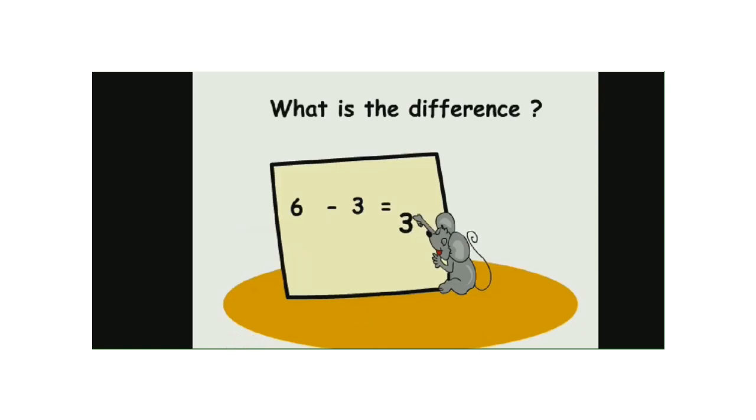Now, what is the difference? Difference means subtraction. It means you are decreasing the quantity of the number. 6 minus 3. It's very easy. You can take out 6 fingers, and from that, if you take away 3 fingers, how many fingers are left with you? 3. The answer is 3. That is called the difference. Difference means subtraction.